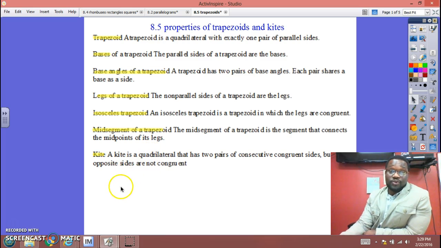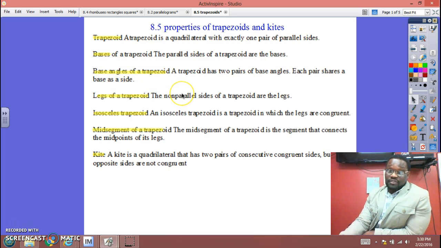First of all, a trapezoid is a quadrilateral with exactly one pair of parallel sides. That's important. That's how we define a trapezoid. The parallel sides of the trapezoid are also called bases. So we don't say parallel sides, we call them the bases. Usually it's the top and the bottom, but not always.